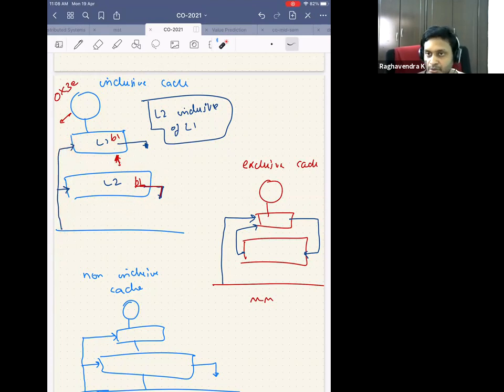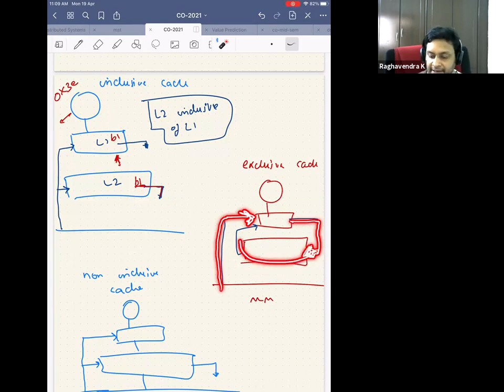An exclusive cache doesn't do that. So when 0x3 is generated, it will search in L1, it's a miss. Then it goes and searches in L2, it's a miss. Then it goes to the main memory. But when it brings the block from the main memory, it keeps it only in the level 1 cache. And when the block is removed from L1 because of the replacement policy, it will be pushed to the L2 cache.